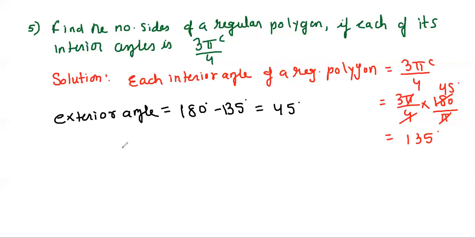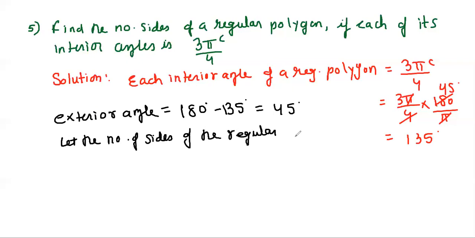Now we are only informed that this is a polygon. Polygon means any figure having n number of sides. But what is that n number of sides? To find that out, I would write down here, let the number of sides of the regular polygon be n. Let the number of sides of the regular polygon be n. We took n, thinking that it has n sides.